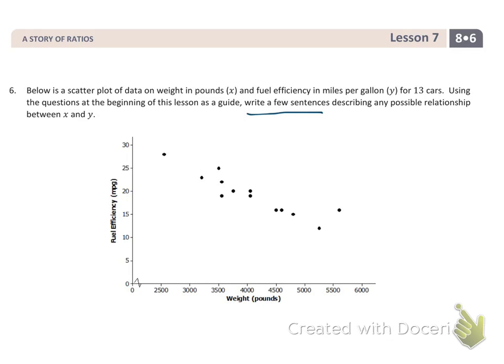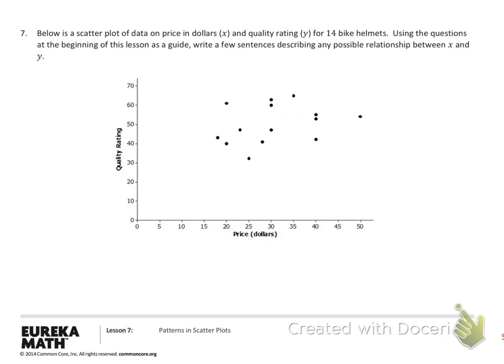Something else that would clarify it: the cars with greater weight tend to have less fuel efficiency. Or you could say the higher the weight of a car, the less fuel efficiency it gets, the fewer miles per gallon the car gets. So those are all things that you could have written about this exercise. All right, let's move on to the next one.